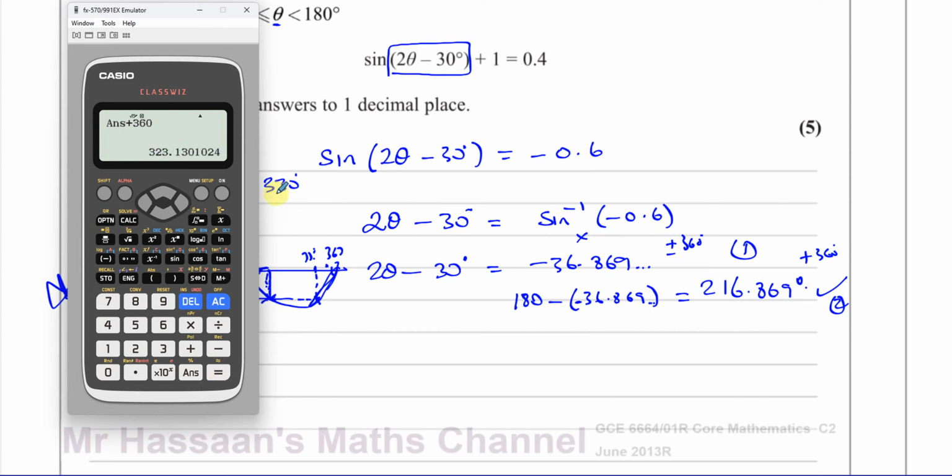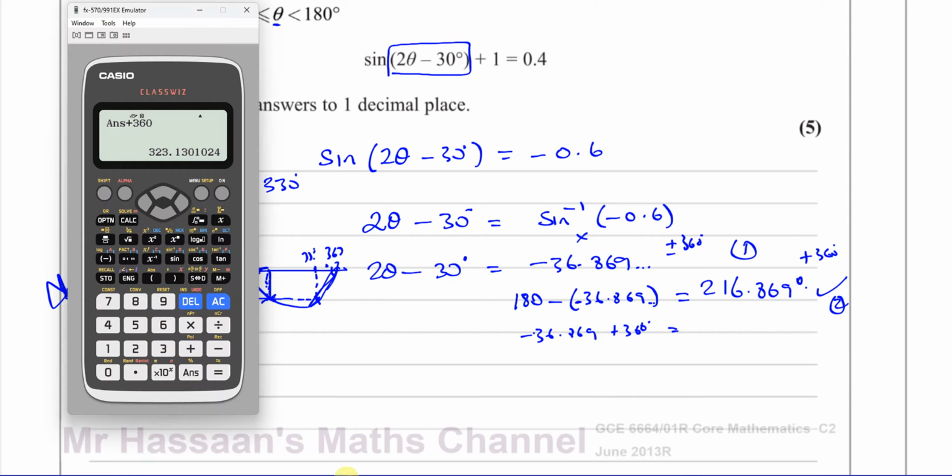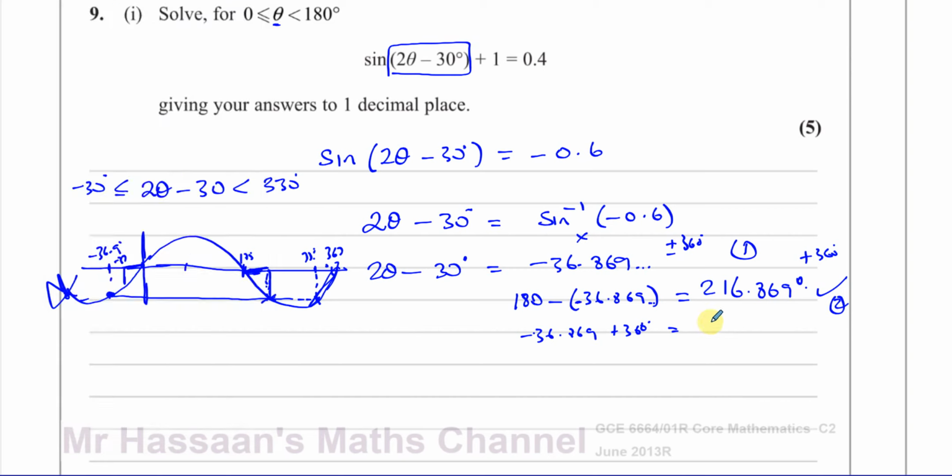323.130, which is inside our range. So I'm going to take negative 36.869 and add 360 to that, and that gives us an answer in our range, which is 323.130 degrees. So this angle is in our range, and this angle is in our range, and there's no other angles in our range. Okay, so these are the two angles in our range.